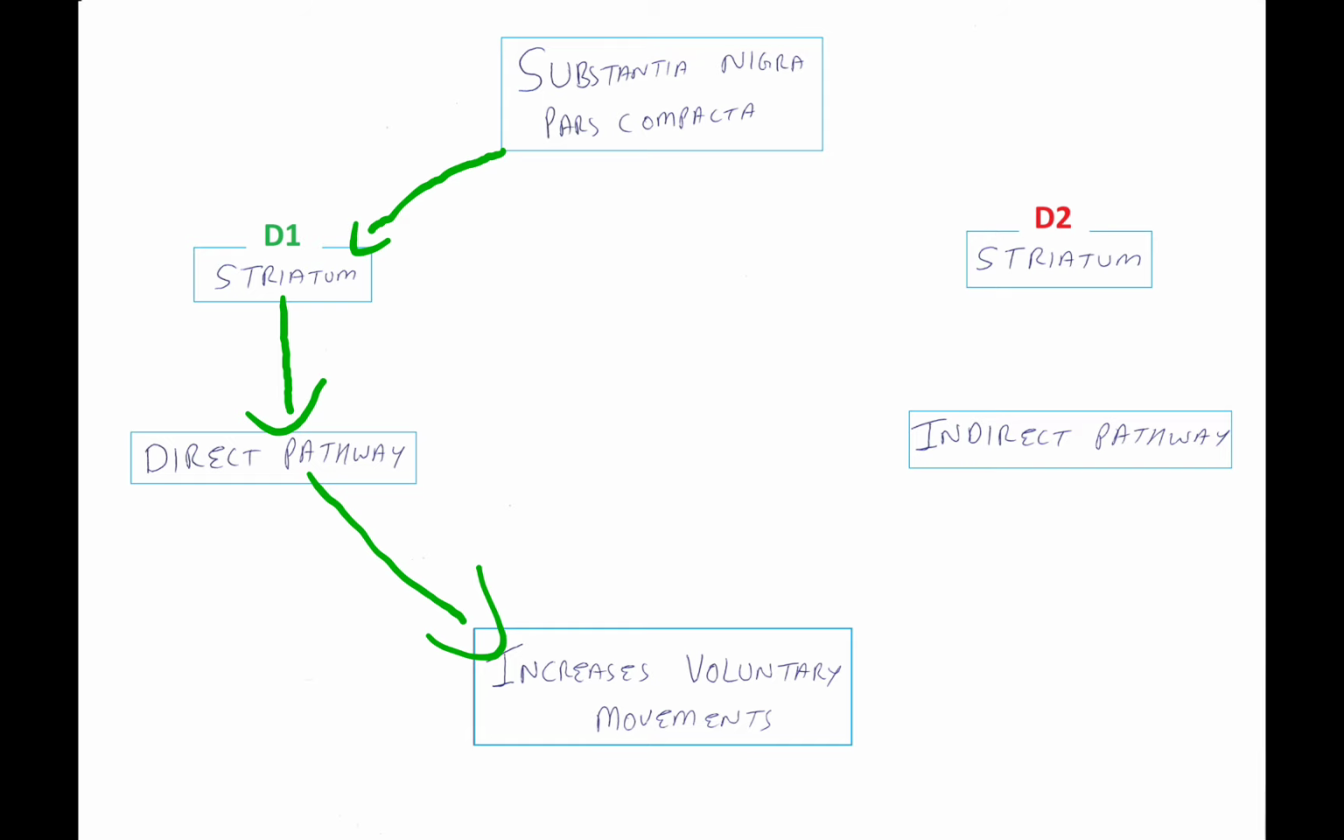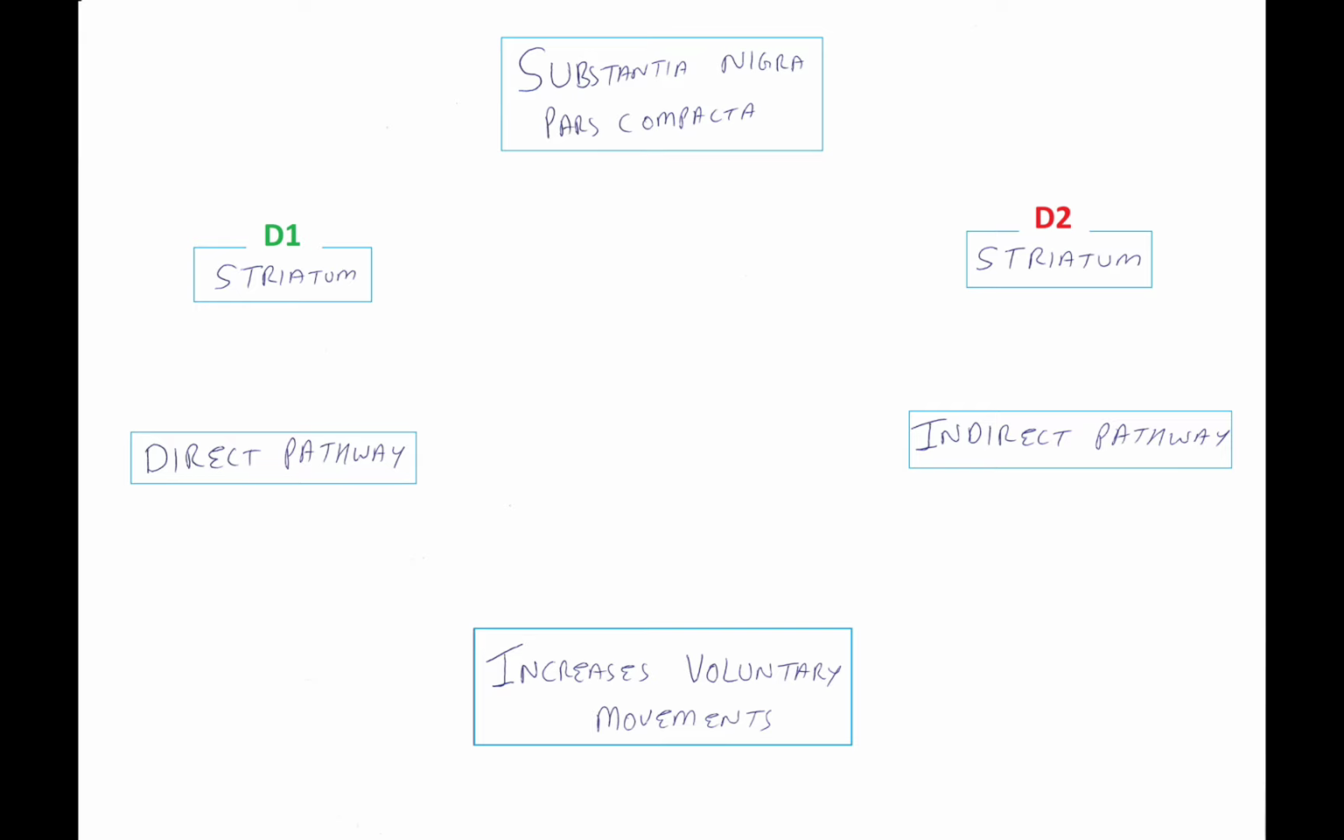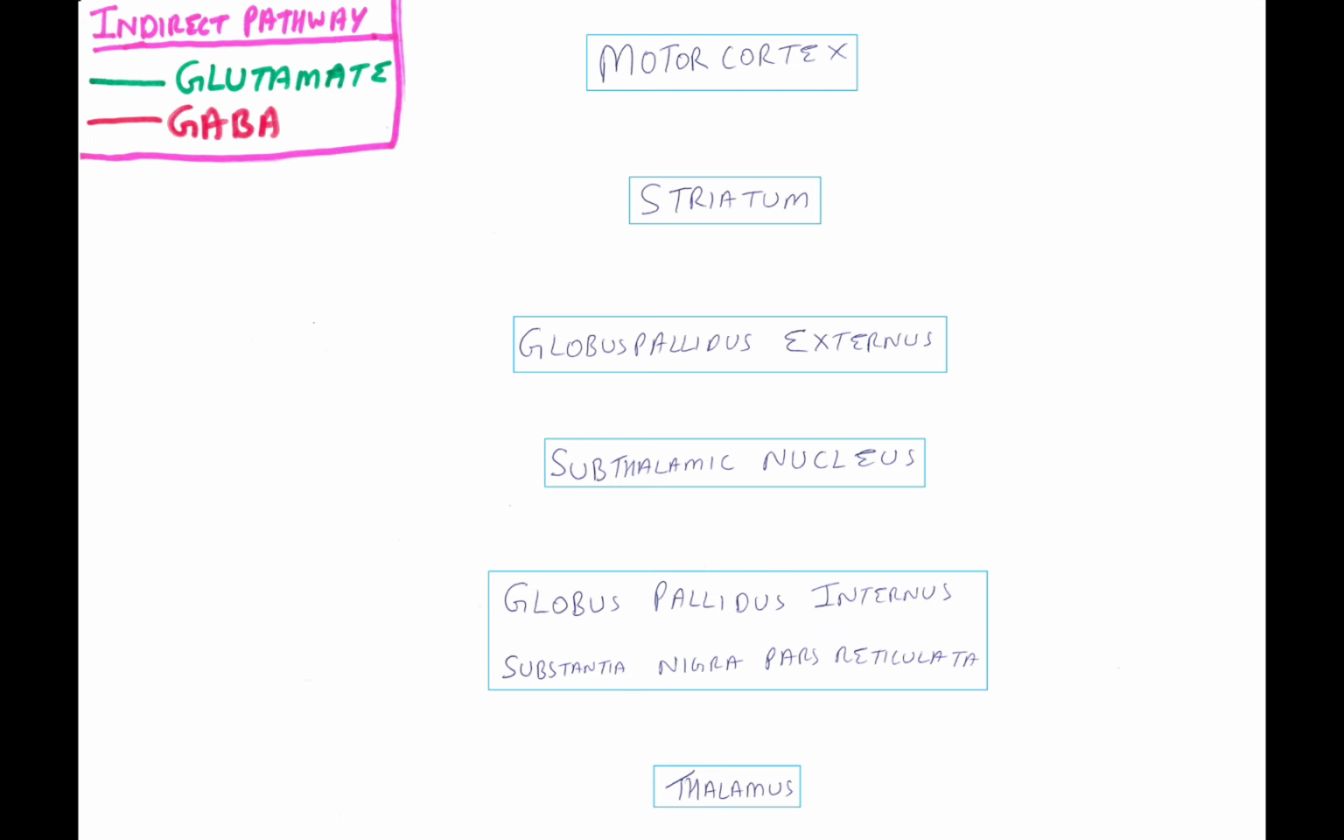We also know that the indirect pathway inhibits voluntary movements. So, the substantia nigra sends dopamine to D2 receptors of striatum. Striatum will now inhibit indirect pathway. And when the indirect pathway gets inhibited, it can no longer inhibit voluntary movements. So, hence increases voluntary movements. Here you should note that this is substantia nigra pars compacta. It's compacta. Whereas here it was substantia nigra pars reticulata.